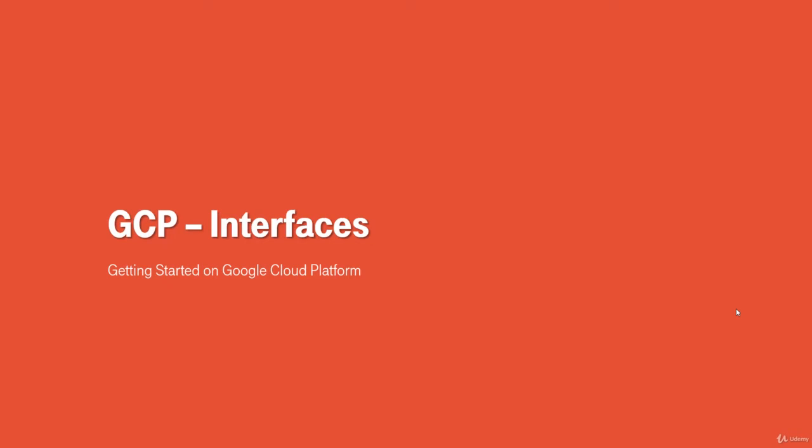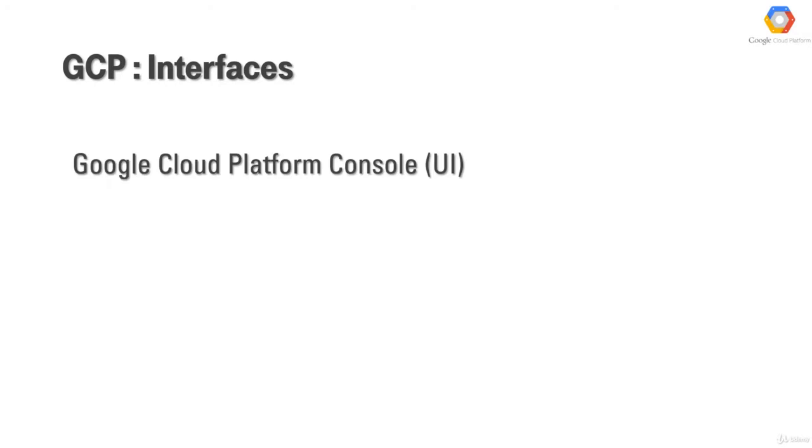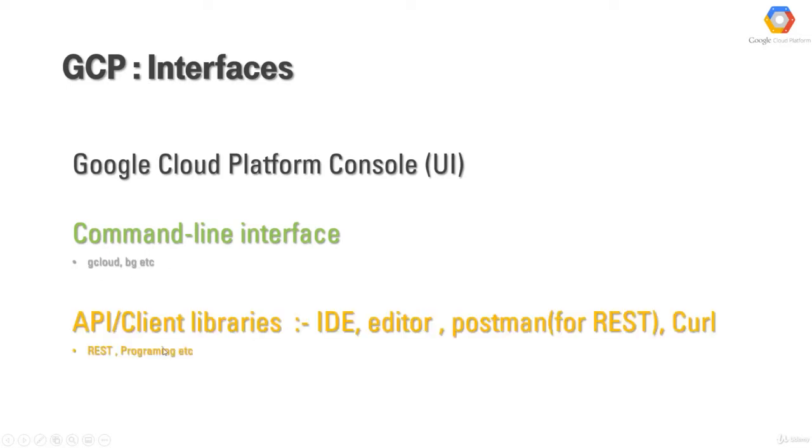GCP interfaces. There are three different interfaces that you can use to interact with Google Cloud Platform. The first one is Google Cloud Platform Console. The second one is the command line interface, which is gcloud, bq commands, or gsutil commands. And the third one is API clients or libraries, right?